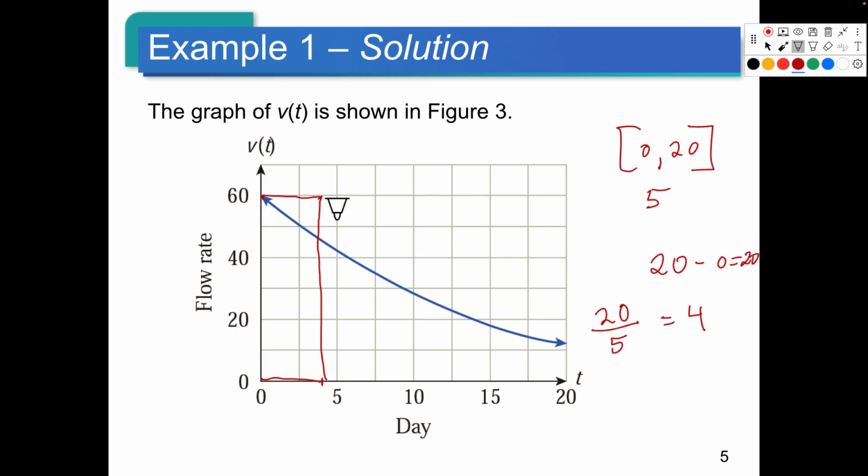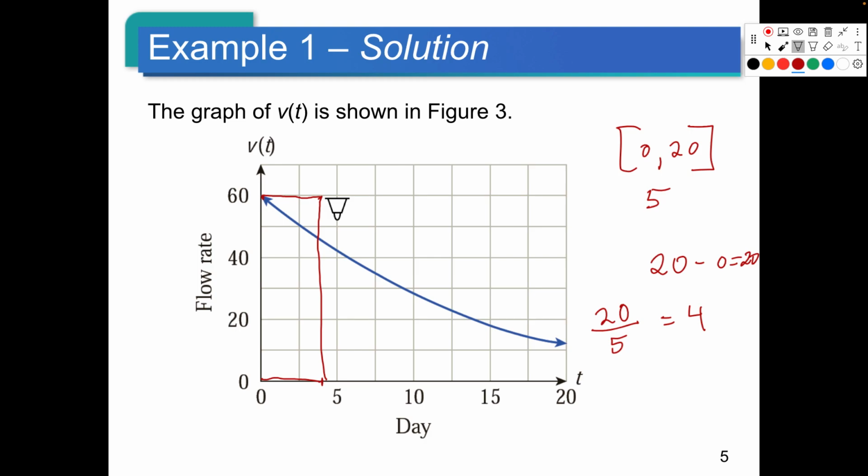Yes? Why do you take 5? Because she told me. We could have done 6. The 5 is nothing special. We just have to choose how to divide it, and in the homework they'll tell you. They'll say go from 0 to 20 and make 5 intervals. And then what you're going to need to do is start doing this.